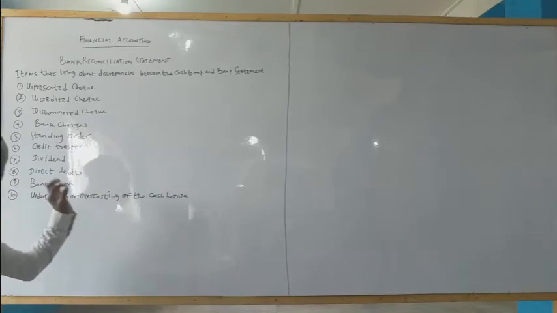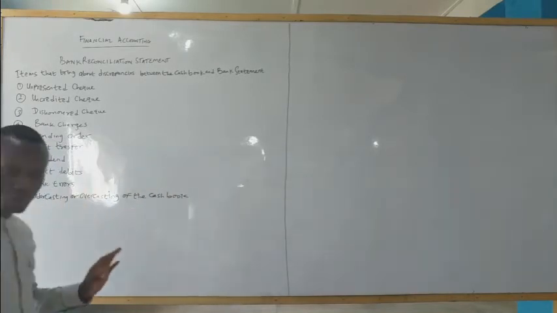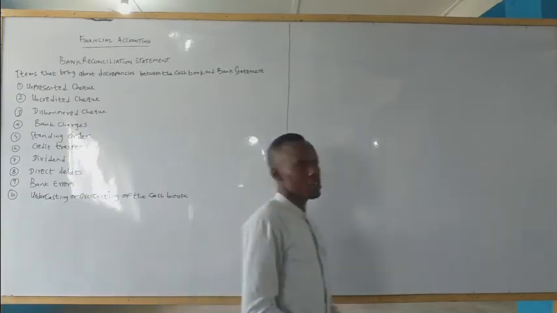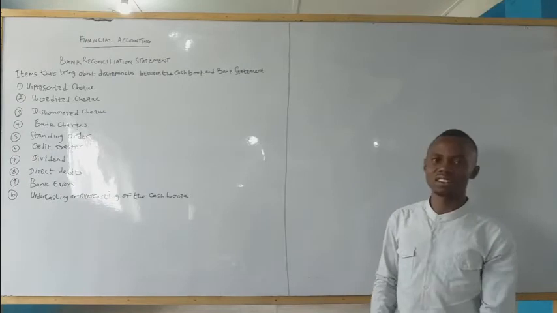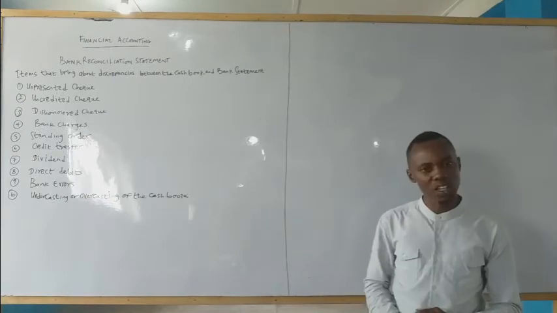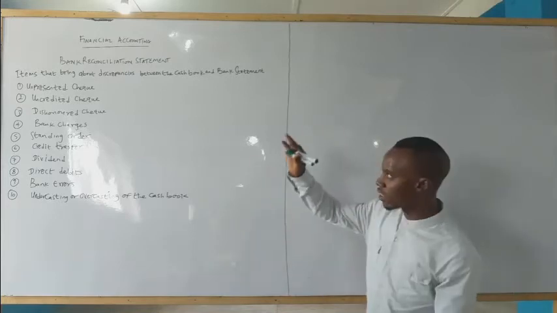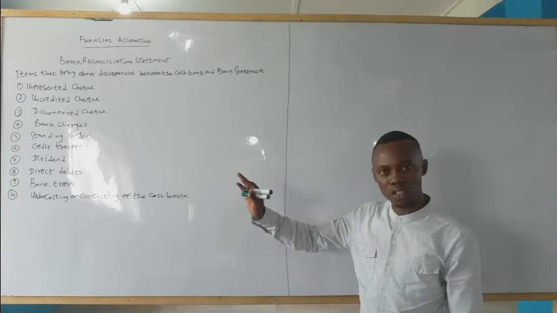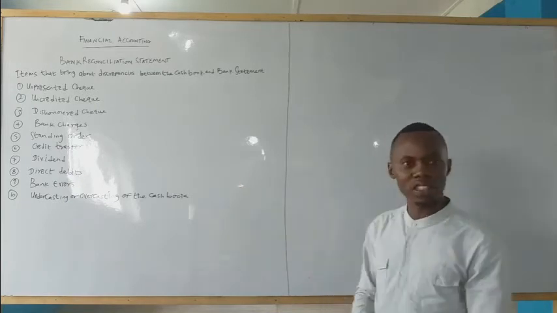So what are we going to be doing under this topic? We are going to prepare an adjusted cash book to make sure that the bank column of our cash book is in line with our bank statement. We adjust our cash book, and then we prepare a bank reconciliation statement to make sure the balance of the cash book, that is the bank column, is the same as the balance in the bank statement.